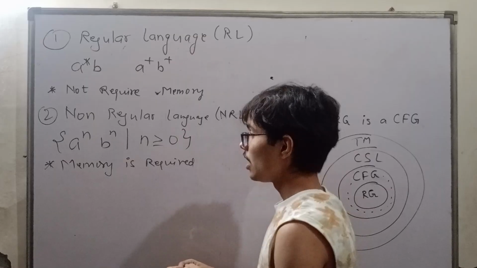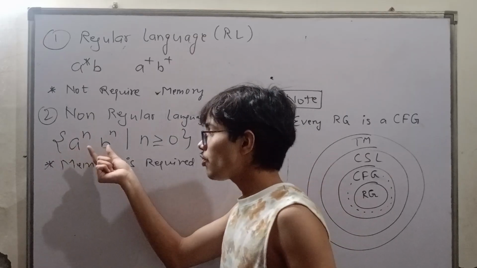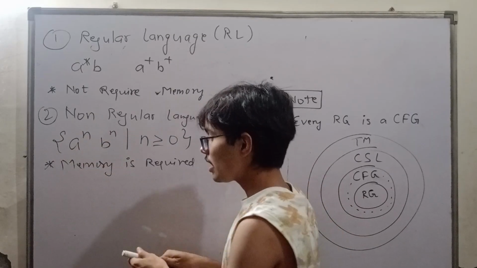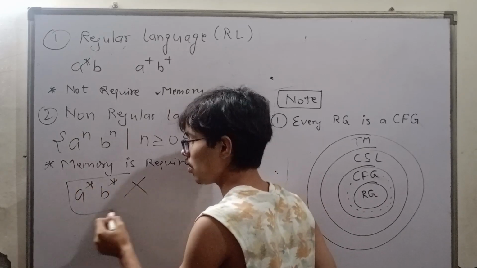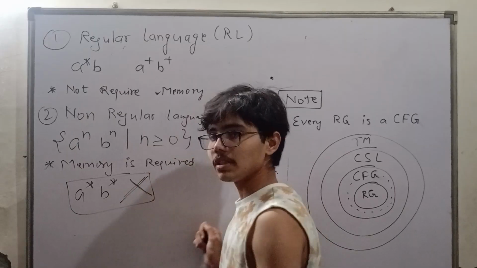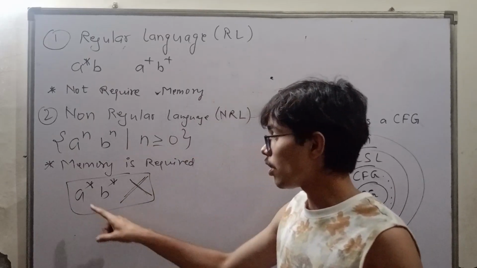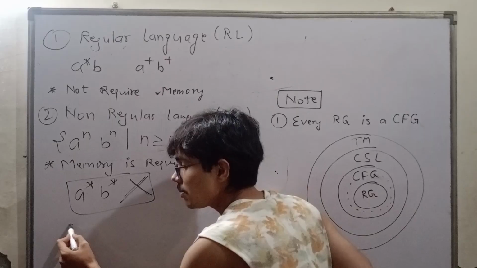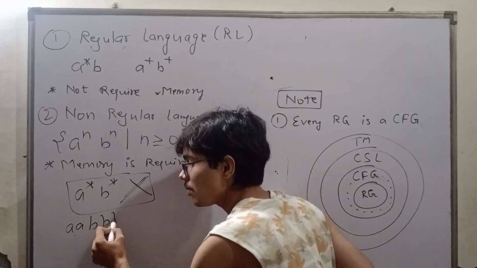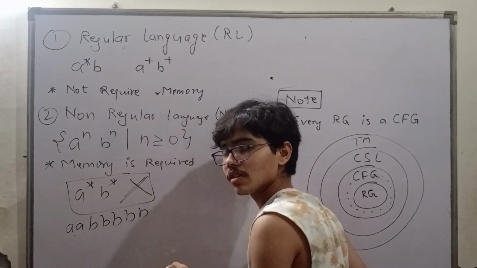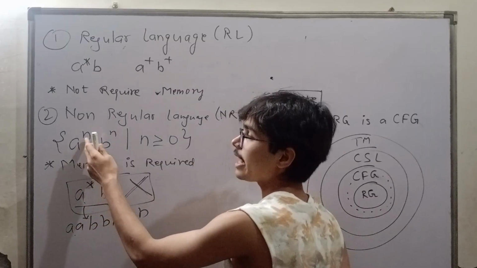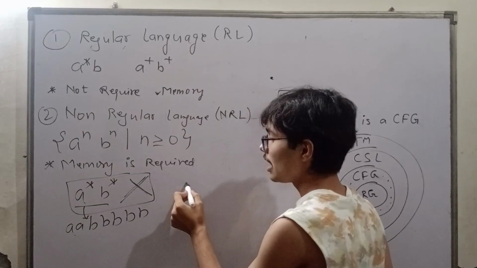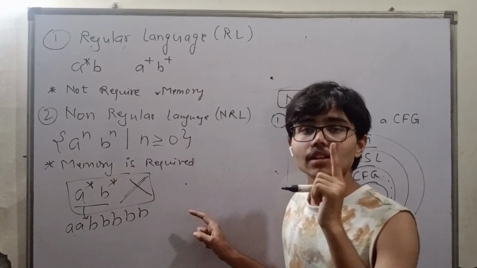That means here the number of a and the number of b matter. It is not a star b star. This is wrong. Why? Because in a star b star, any number of a can be present and any number of b can be present. But here you can see a power n, b power n. That means an equal number of a and b is there.